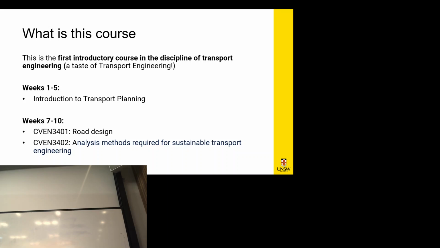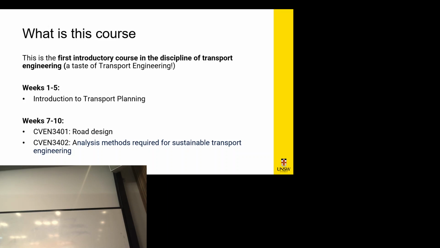So what is this course all about? This is the first introductory course in the discipline of transport engineering. You may think to yourself, why transport? I'll go over why later. But basically, in a nutshell, in CVEN3401, weeks 1 to 5, you're going to get introduced to the concept of transport planning. And then weeks 7 to 10, you're going to design a road.